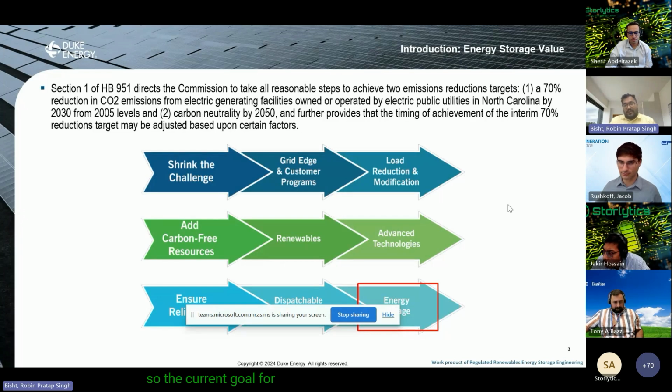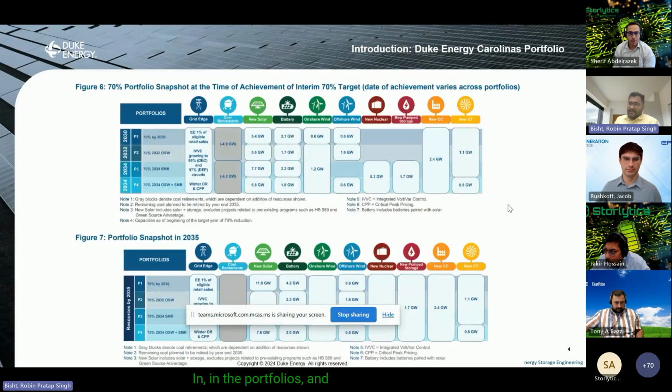So the current goal for Duke Energy is to achieve 70% reduction in CO2 emissions by 2030 and complete carbon neutrality by 2050. So in the grand scheme of things, energy storage definitely plays a very important role in achieving that for Duke Energy. In the portfolios, and this is public information.